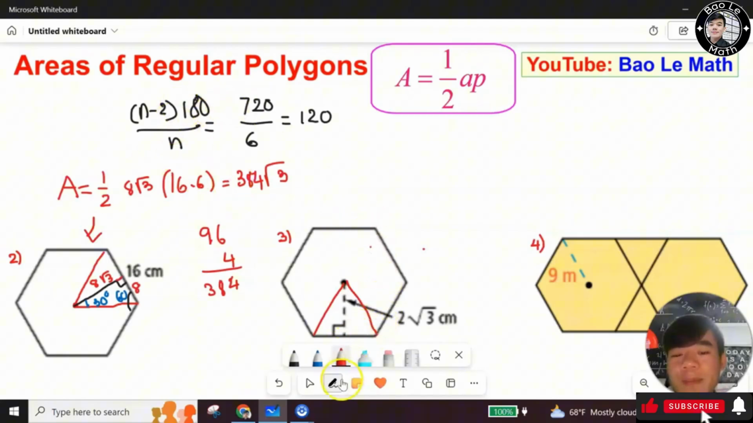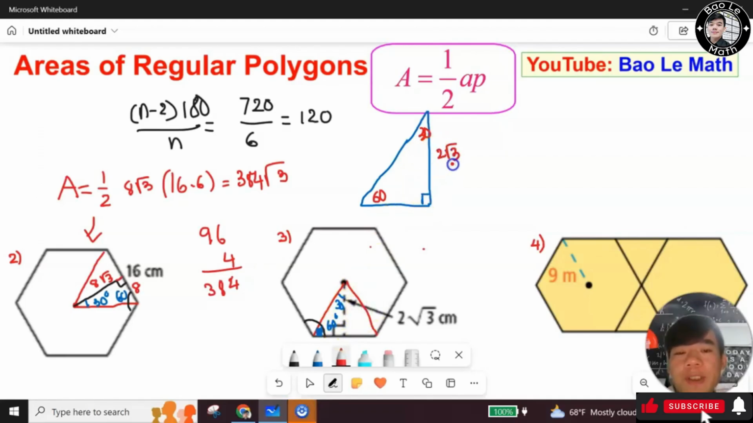We find the measure of each angle equals 120, right? So this angle should be 120. If this is 120, then this must be 60, right? If this is 60, this is 30. Again, 30, 60, and 90 degrees. So we draw right here 90 degrees. Now I make this 60, this 30, and then this side should be 2 root 3, right?